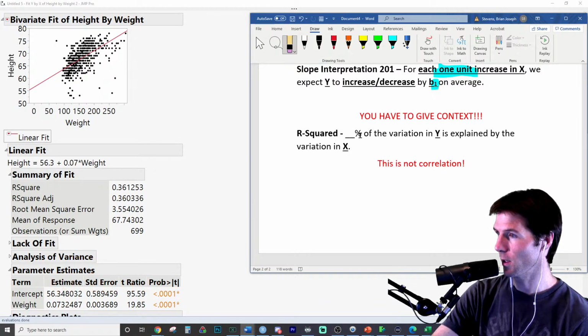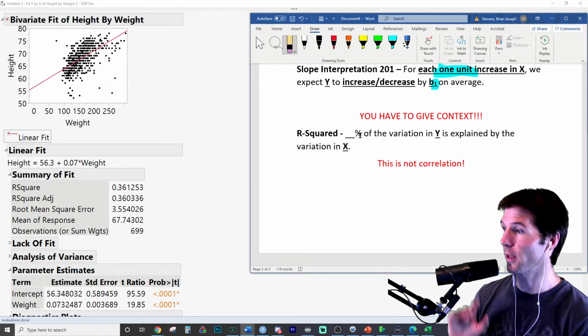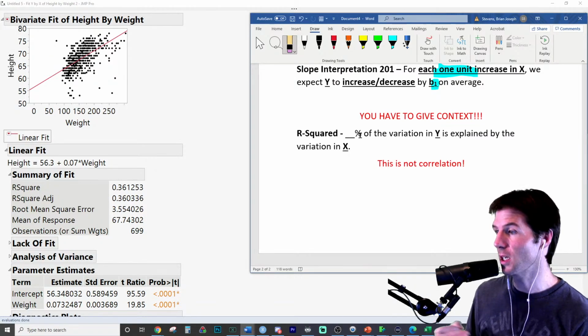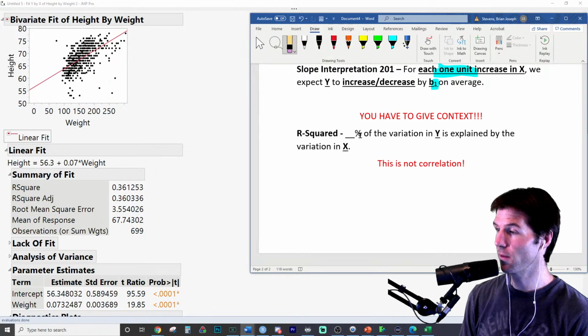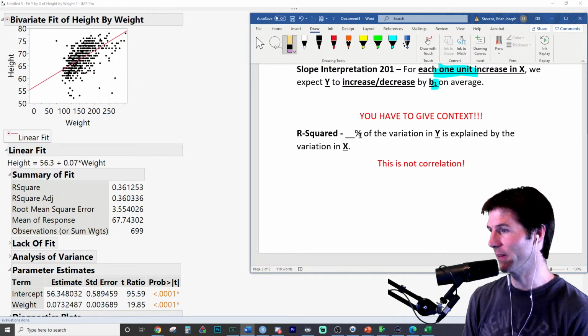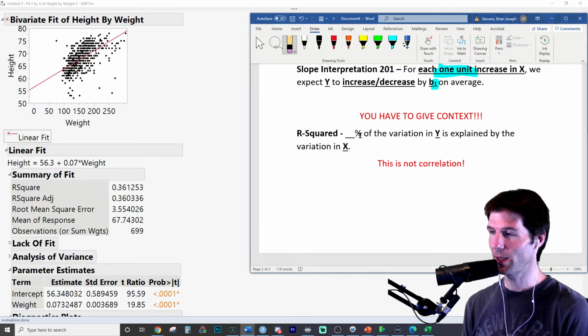So how do we interpret this R squared? Good practice. When you get to the test, you're like, oh, that's not correlation. That's the percent of variation explained in Y from the X variable. So what percent of the variation of the Y variable is explained by the variation in the X? How do we interpret that?